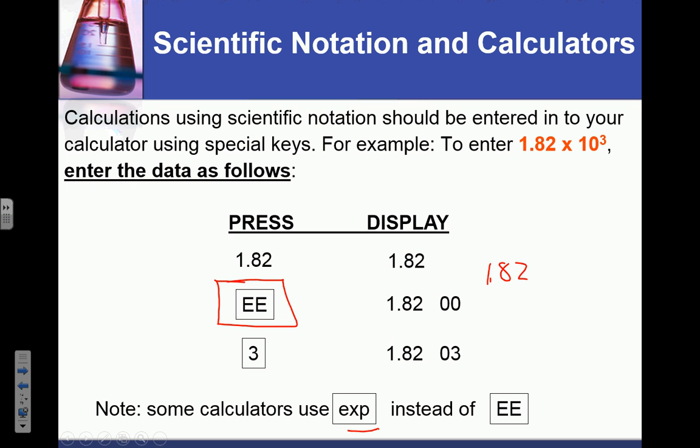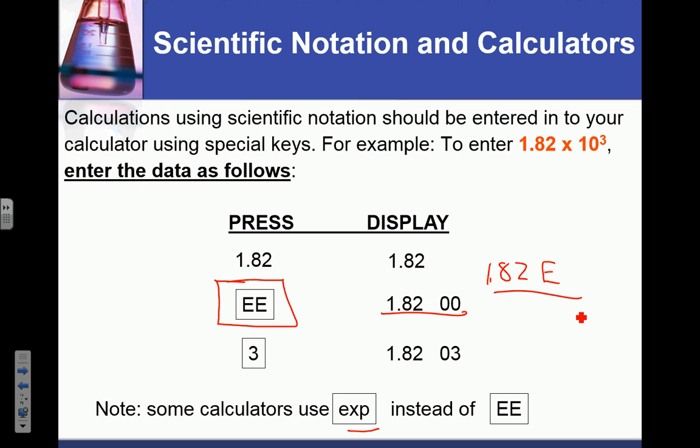So with your graphing style calculator, when you hit the EXP key, instead of a couple zeros, and make sure you've got your calculator out and you're trying this so that it makes sense to you, you're going to see a 1.82 and then that E will pop up. Remember, that means times 10. So it might look like this, or it might look like this. For most of you, it will show you the E.